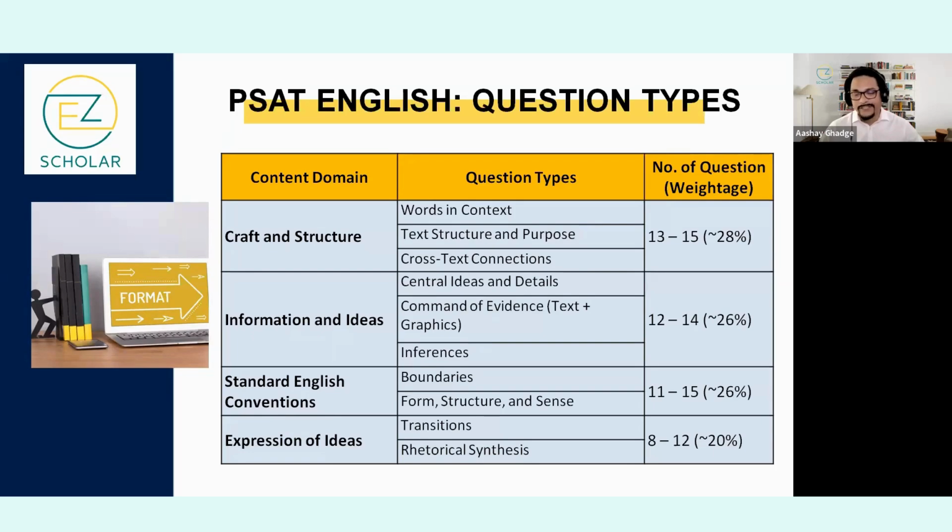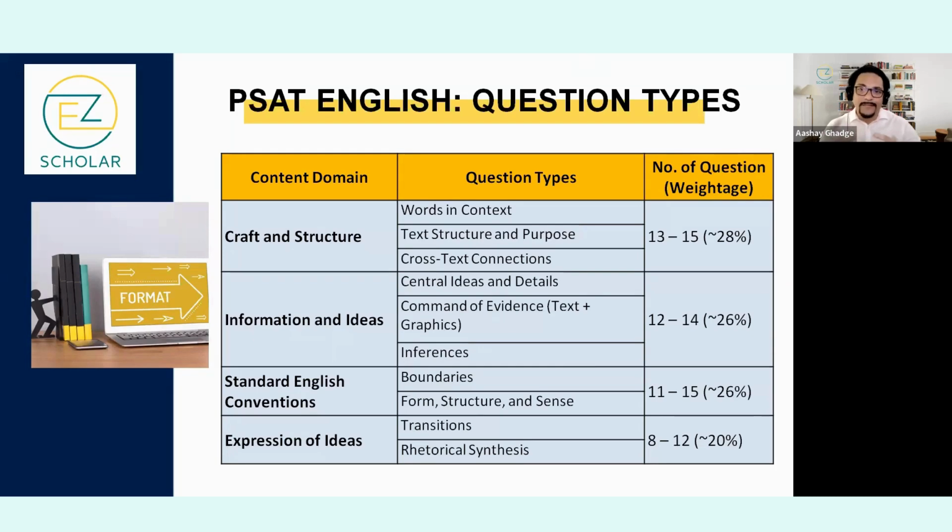If you look at the question types, there are about 11 question types on PSAT English. This remains the same for SAT as well 1 year from now. So words in context is a question that tests your vocabulary. We'll look at an example question a little later. Text structure and purpose is where you have to understand the logical flow of a text. And then you go into cross-text connections where you're looking at 2 short texts for the same question.